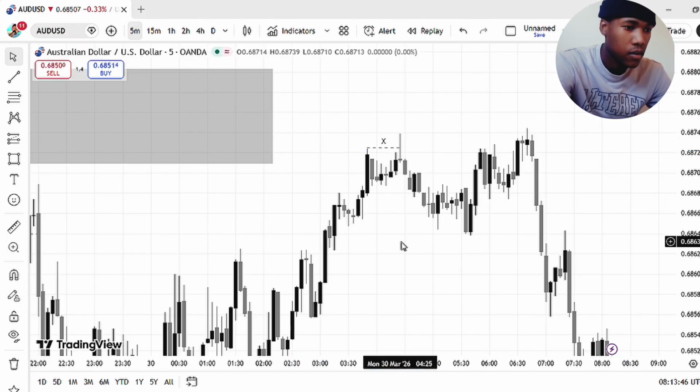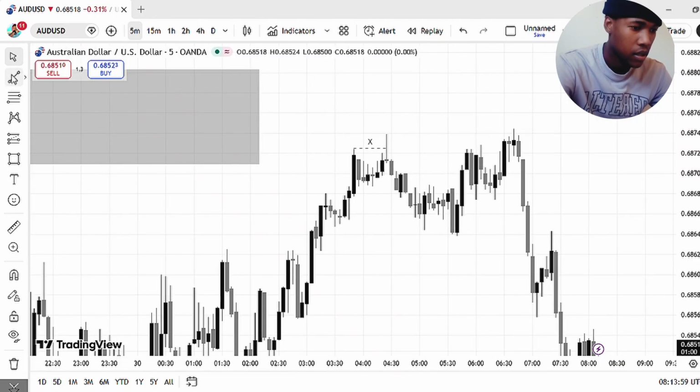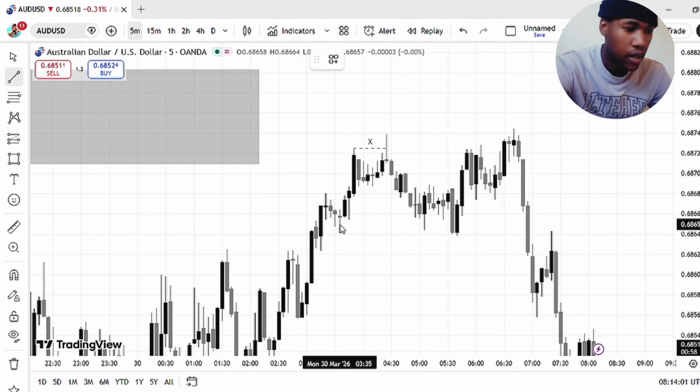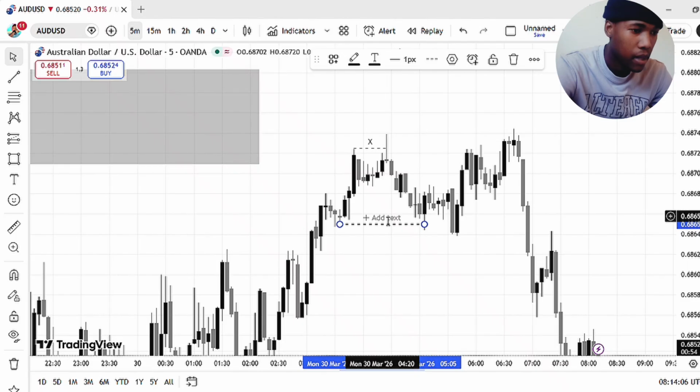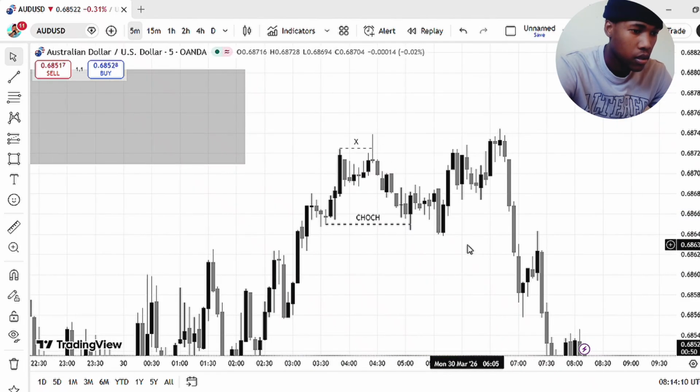And then we had to wait for the break of structure. This is the break of structure that tells us that the market has switched from buyers. We are now bearish, not bullish. And I marked my order block right here. This was my order block, like that.